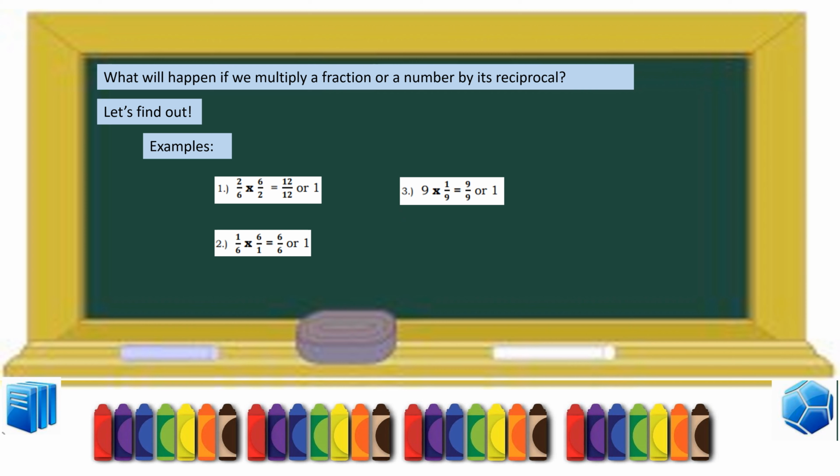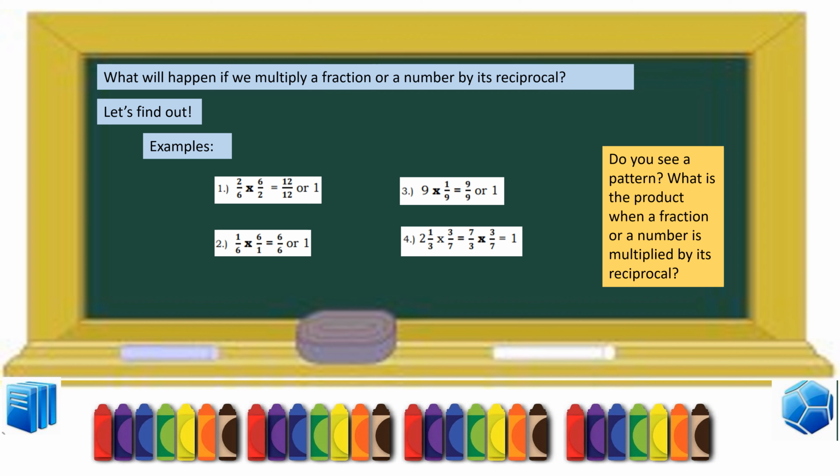Example number 3. 9 times 1/9. 9 times 1 equals 9. Then 1 times 9 equals 9. So 9 divided by 9 equals 1. Example number 4. 2 and 1/3 times 3/7. 2 and 1/3 change to improper fraction. 3 times 2 equals 6 plus 1, 7. 7/3 times 3/7. 7 times 3, 21. 3 times 7, 21. 21 divided by 21 equals 1.